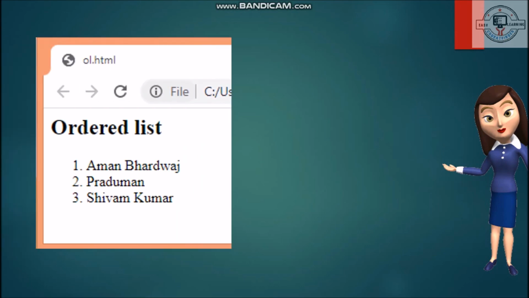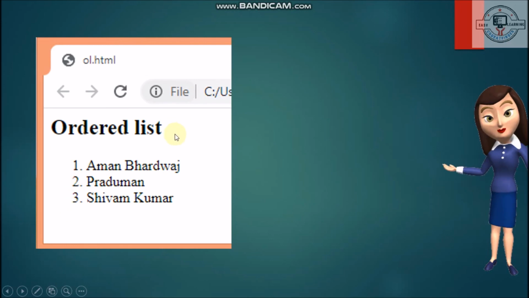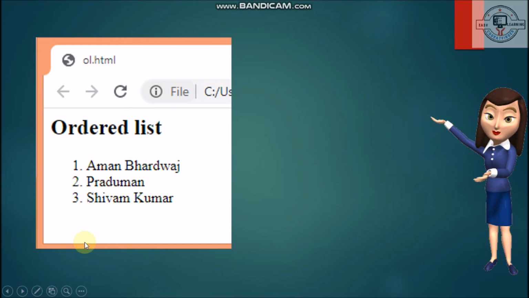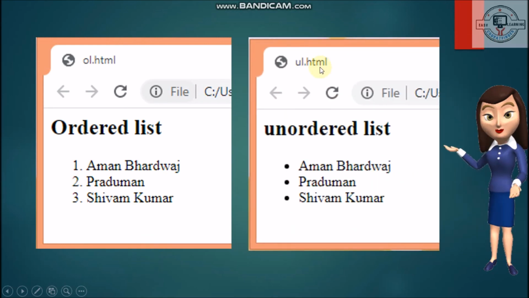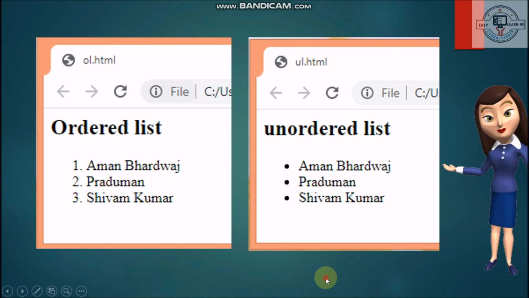This is for the ordered list. By default 1, 2, 3 is coming. We have to give the type of ordered list, otherwise by default it will give 1, 2 and 3. Similarly ul, unordered list. This comes in bullets. So whenever we want to give bullets, at that time we have to use unordered list.